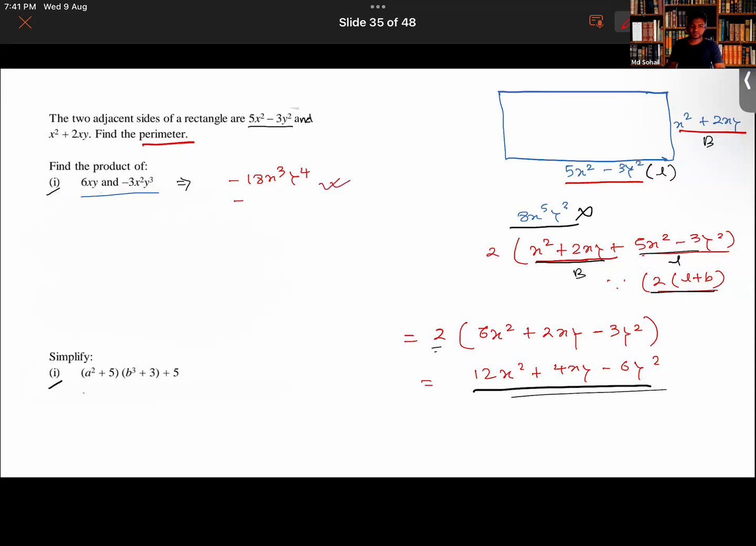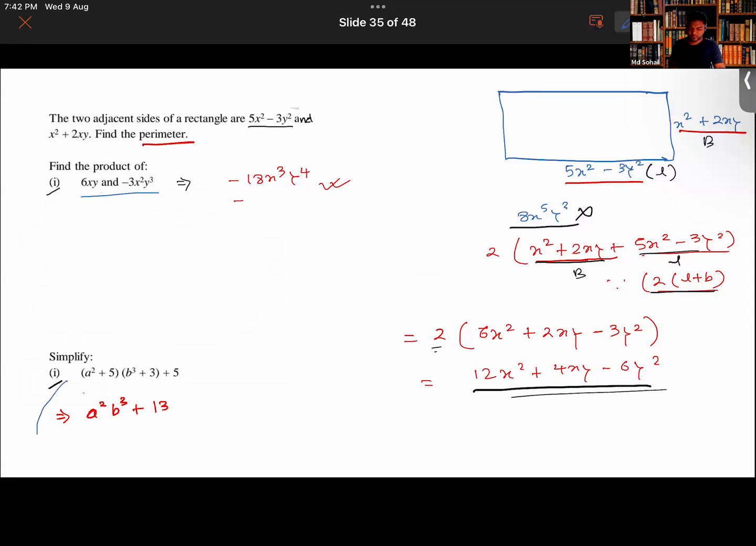Solve the last one. What is the answer? A square into b cube plus 13. Okay, 13. Okay, Arhan, you are solving it. Look, I don't think that's the correct answer here. Still, we will check it here.